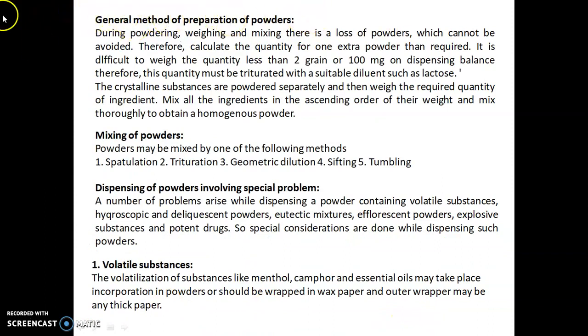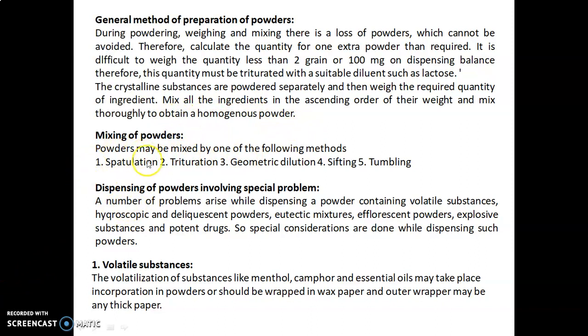General method of preparation of powders: during the powdering, weighing and mixing, there is a loss of powder which cannot be avoided. Therefore, calculate the quantity for one extra powder than required. It is difficult to weigh a quantity less than 2 grain or 100 milligram on a dispensing balance. As we know, 1 grain is equal to 60 milligram. Therefore, this quantity must be triturated with a suitable diluent such as lactose. The crystalline substances are powdered separately and then the required quantity of ingredient is weighed. Mix all the ingredients in the ascending order of their weight and mix thoroughly to obtain a homogeneous powder.